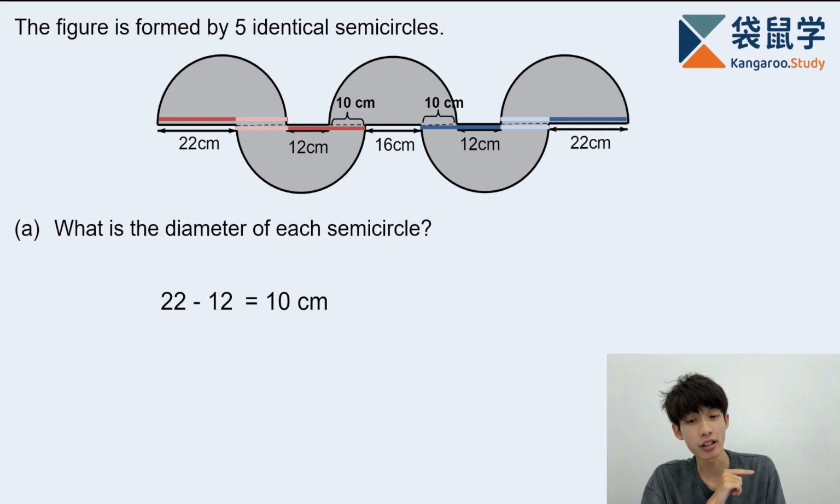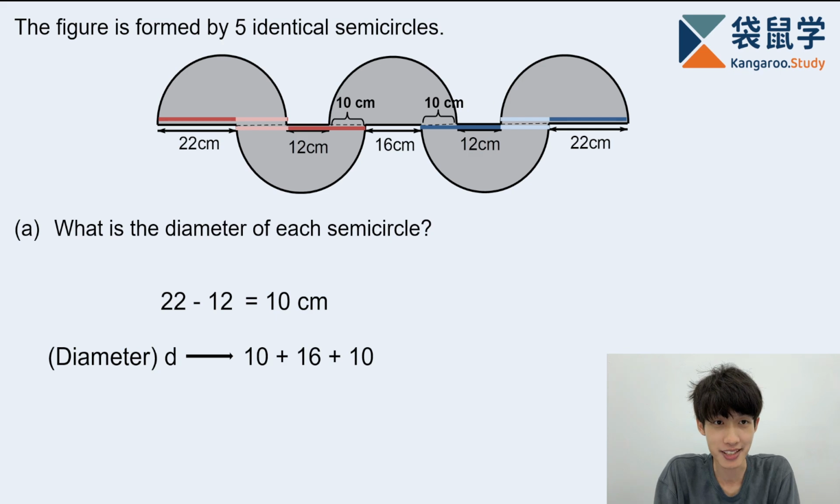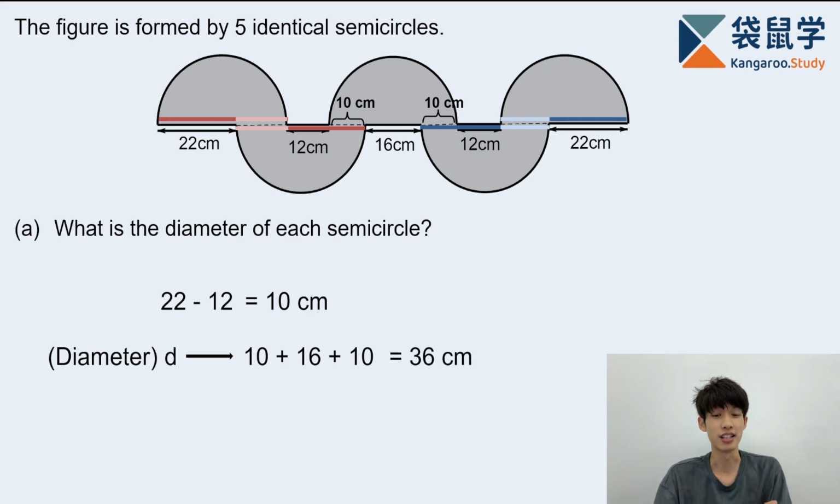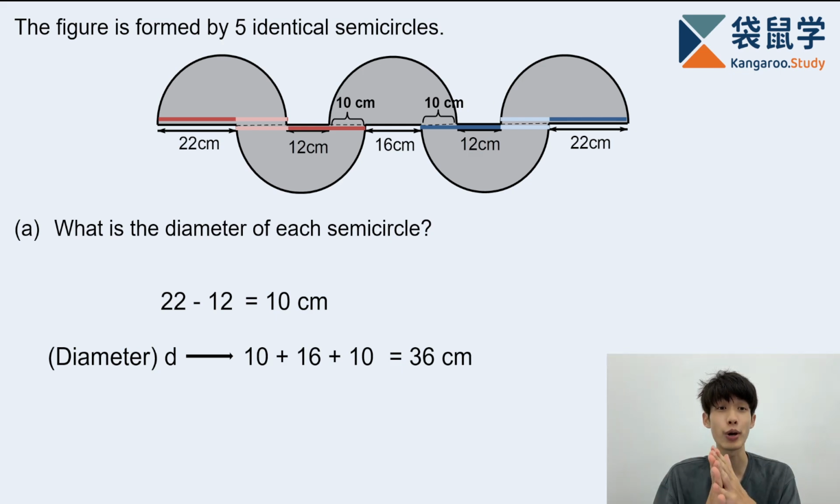If we add up all together, the diameter should equal 10 plus 16 plus 10, which gives us a total of 36 centimeters as the diameter. And now that's how we solve question A. And moving on to question B.